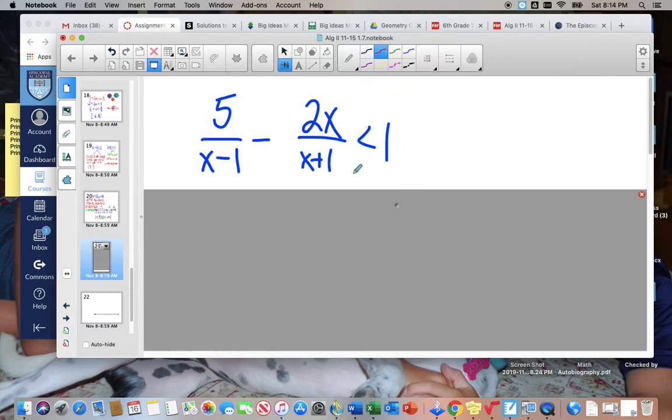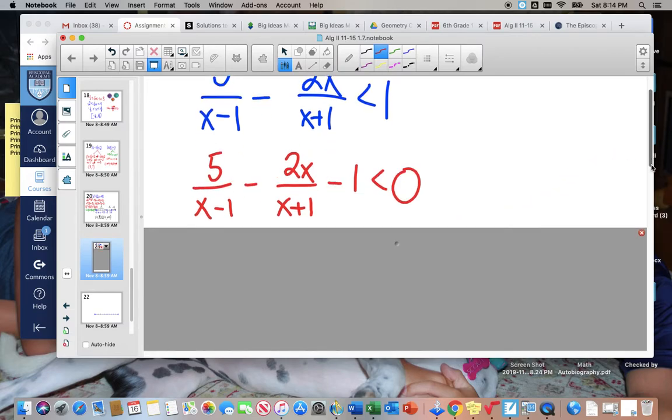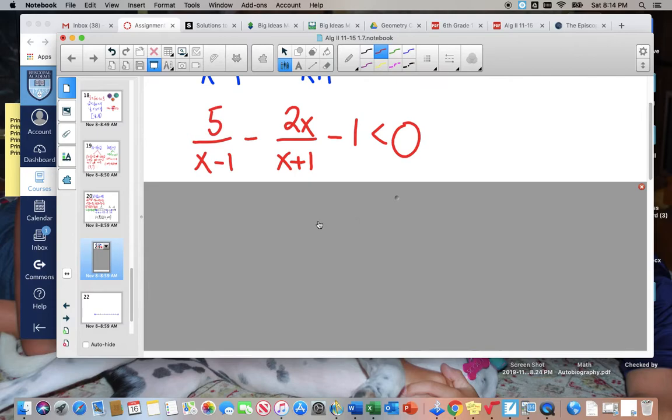We normally would multiply through by the LCD, but that's going to make it harder with the critical points, and we might lose some critical points, especially with an inequality. So what we're going to try to do is subtract over the 1 and then get everything in terms of the same denominator. So we're going to use x minus 1, x plus 1.